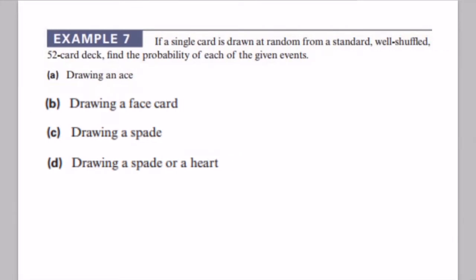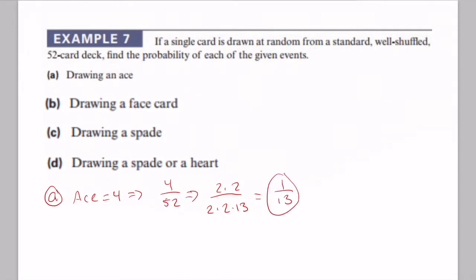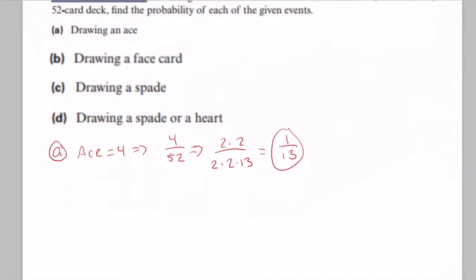So, if a single card is drawn at random from a standard well-shuffled 52-card deck, find the probability of each of the following events. A, drawing an ace. Remember, we have 4 aces. Then we can say that this is 4 out of 52, because we have 4 aces out of 52 cards. This can be simplified as 2 over 2 times 2 times 2 times 13, which equals 1 over 13. So the probability of us getting an ace is 1 out of 13.